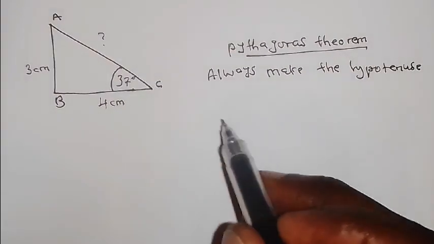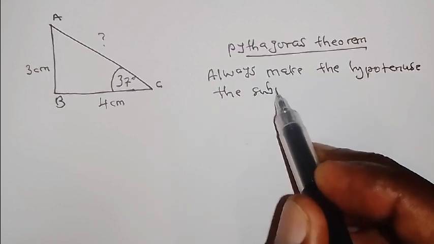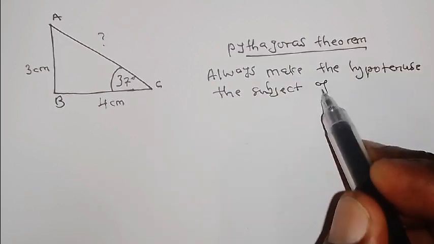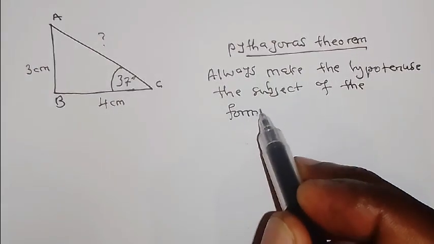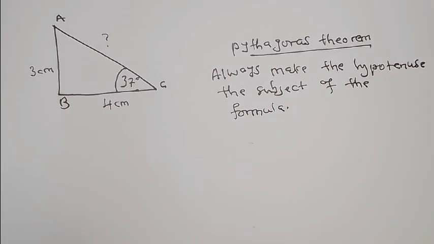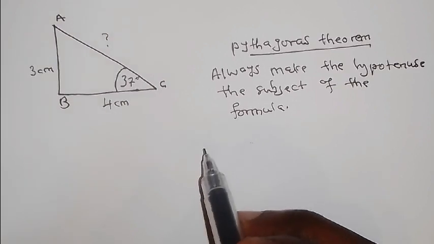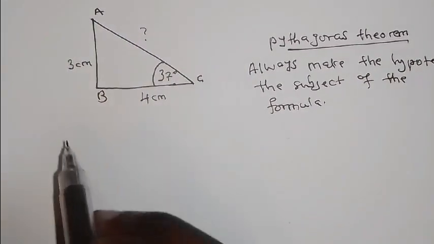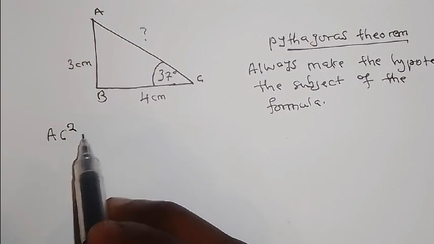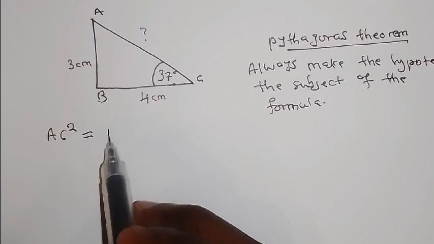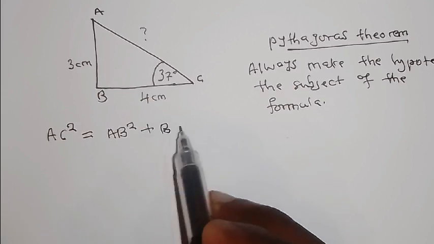Okay, so make the hypotenuse the subject of the formula. What we mean by that is that in the Pythagoras theorem, you always have to make the hypotenuse the subject, so AC squared is equal to AB squared plus BC squared.